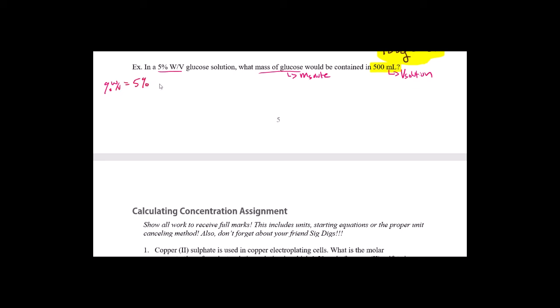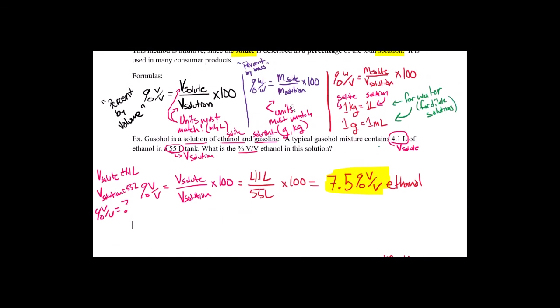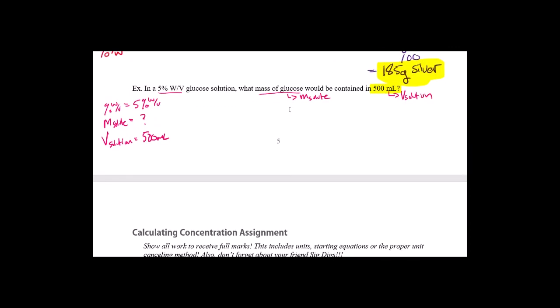So the concentration is 5% weight over volume. My mass of solute is what I'm looking for, and my volume of solution is 500 milliliters. So now I need to use my mass over volume version of the formula. So the percent weight over volume is equal to my M solute divided by my V solution.